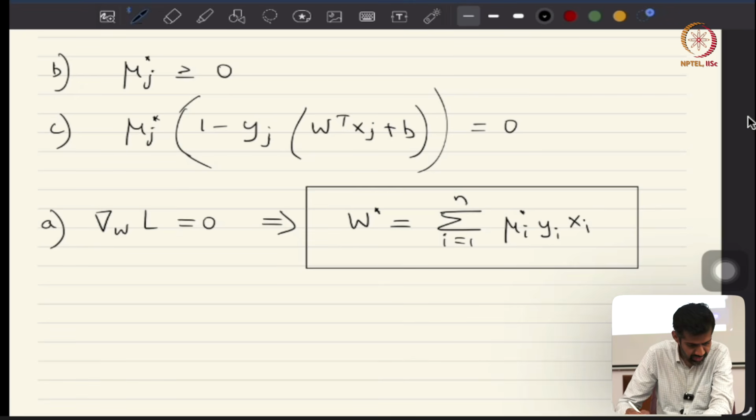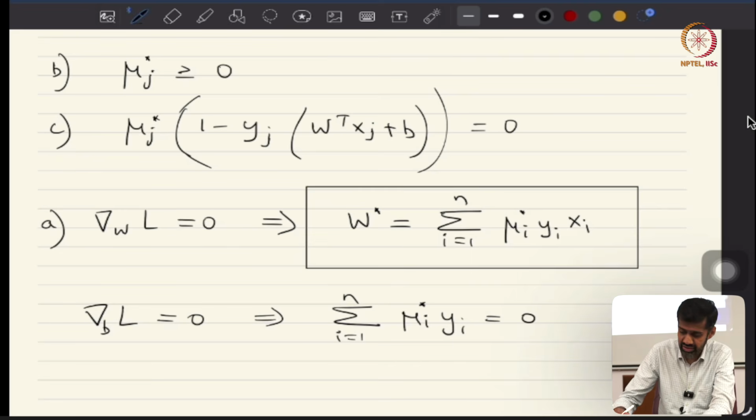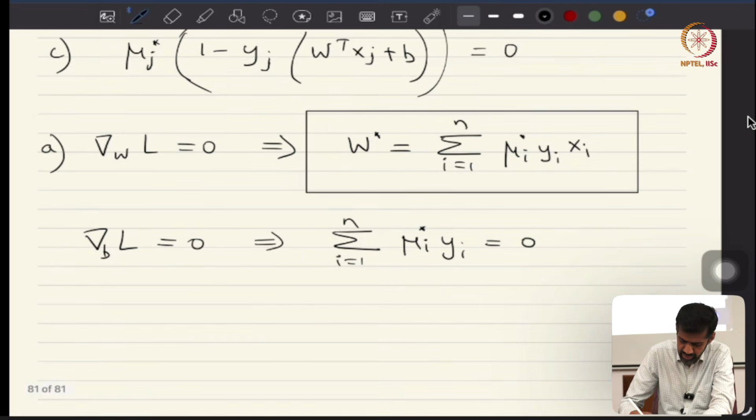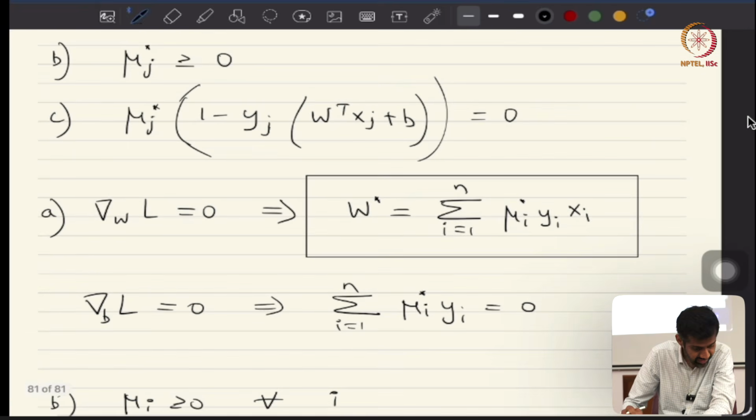And as he said, we will have to take a derivative of this with respect to b as well. So this will imply that the sum of mu_i y_i is 0. We will use this result later. The second condition is simply that all mu_i's have to be greater than or equal to 0 for all i, and the third condition I have already written there.